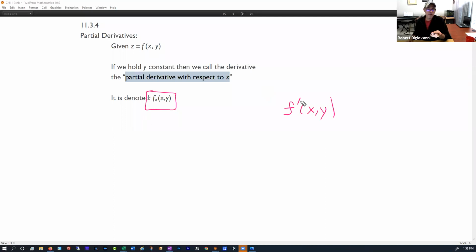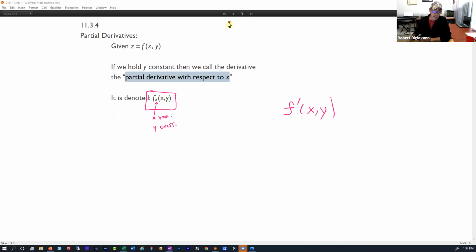But see, the problem here is I need to somehow tell you which variable I'm holding constant and which one I'm actually letting be the variable. And so here, this means we're letting x be the variable and we're holding y constant. So x is the variable, y is constant. So new notation, right? That's new notation for us.